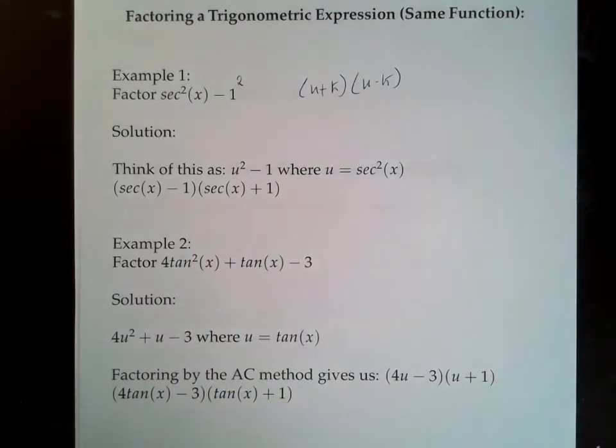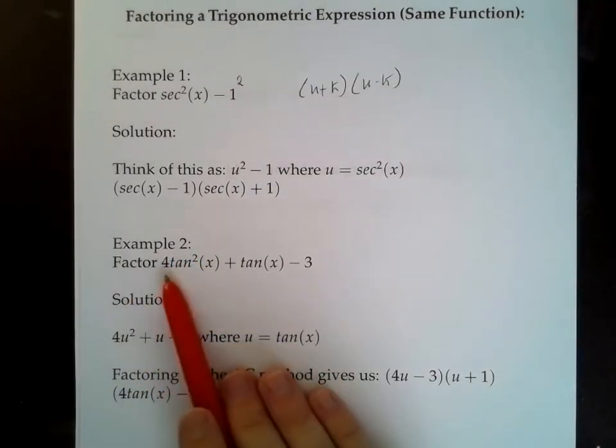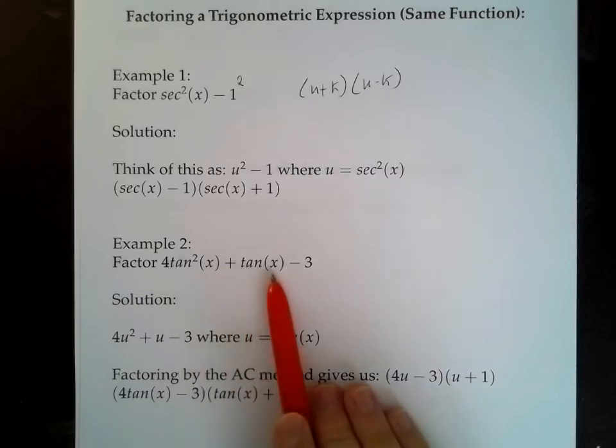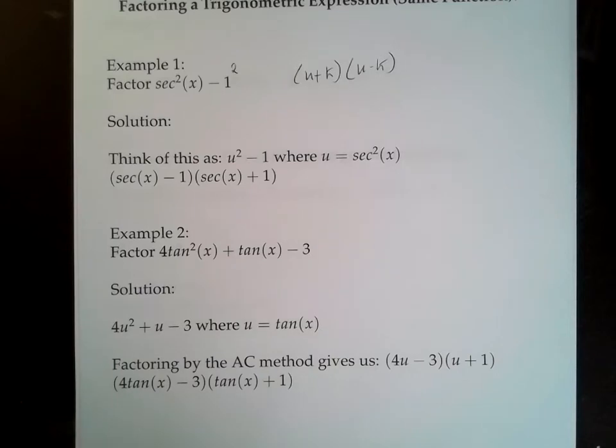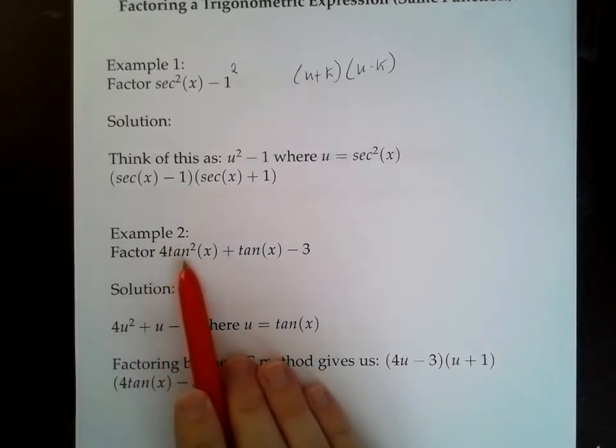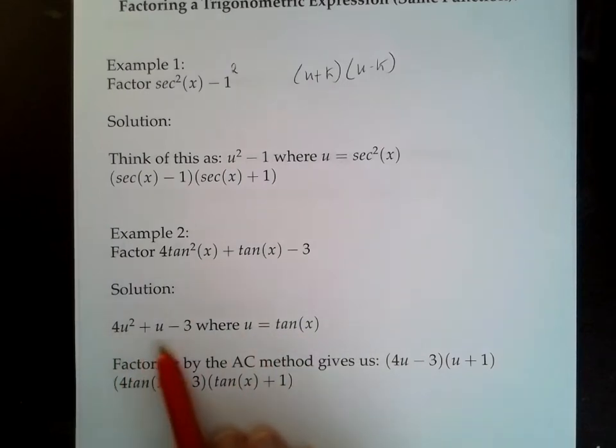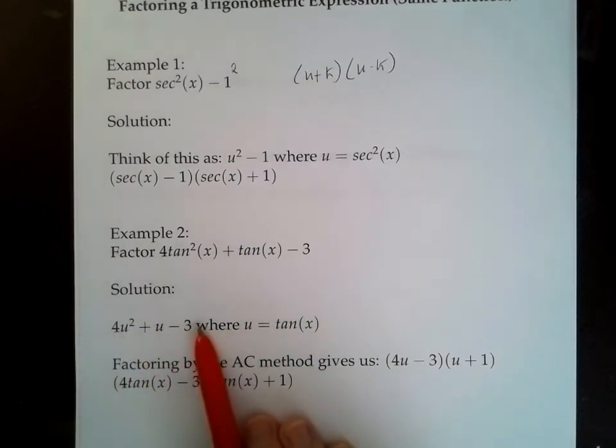So if we have something that's a difference of squares, a difference of cubes, or an addition of cubes, all of those things are still going to be factored in the same way. And that's true for our second example down here. If we have 4 tangent squared of x plus tangent of x minus 3, I can kind of substitute. This is not a required step, but for some people it does really help to notice that this is just a quadratic. So we get 4u squared plus u minus 3, because as long as I substitute tangent for u, I'm getting this quadratic.